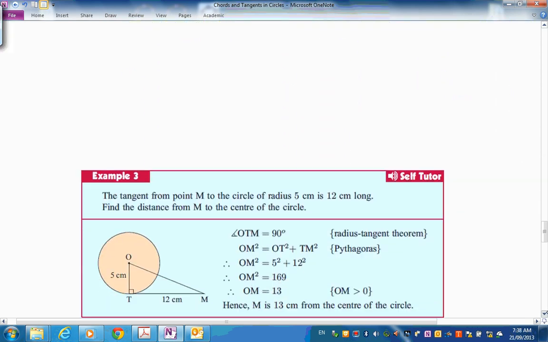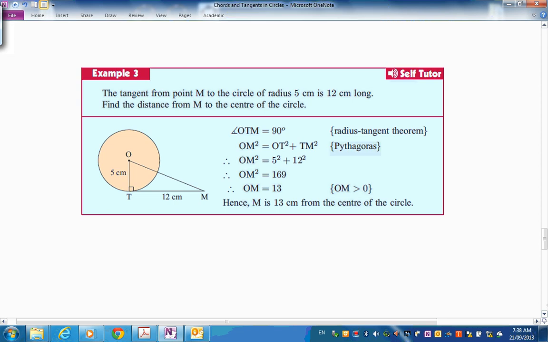Not much here now. I'll just check this one. The tangent from a point M to the circle. Here it is. Radius 5, so draw in the radius. It is 12 centimetres long, so that tangent is 12. Find the distance from M to the centre of the circle. Well, so that's OM. So first of all, OTM, they've marked it in here already, is 90. That's the radius tangent theorem.